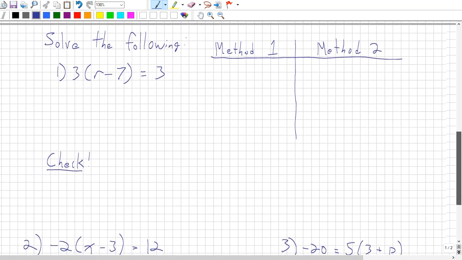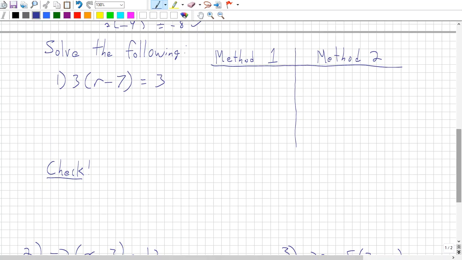Okay, let's do another one. Solve the following: 3 times (r minus 7) equals 3. Method 1, we're going to take our equation, 3 times (r minus 7) is equal to 3. The first thing we're going to do is divide out that 3 in front of the bracket, so dividing by 3 on both sides.